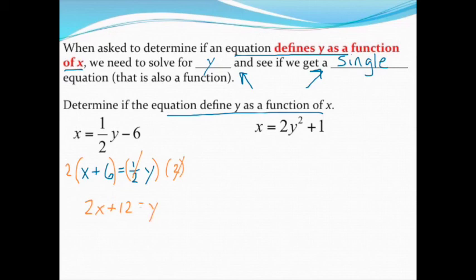So once again, to answer the question, I needed to do two things. One, solve it for y, which is what I just did. And then two, do I get a single equation? And yes, this is a single equation. So this does define y as a function of x.